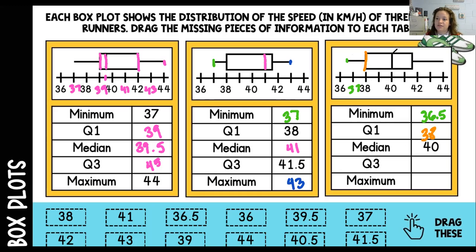The median is 40, which they already gave us. We have our quartile 3, or upper quartile, which is in between two of these. So it's in between 41 and 42, which gives us 41 and 5/10. And then our maximum, which would be 44.